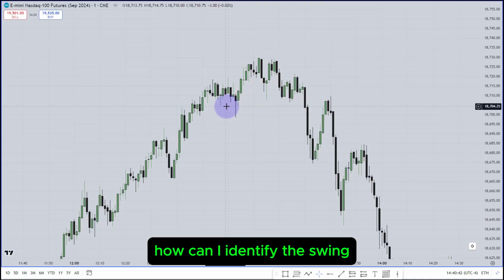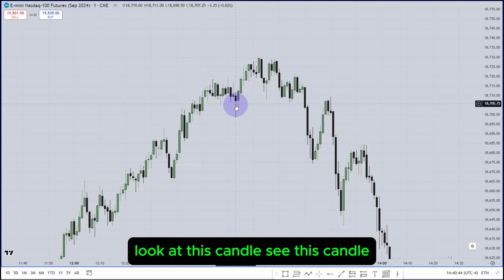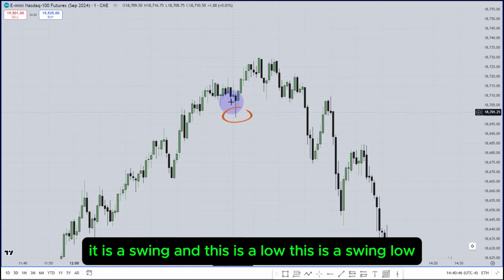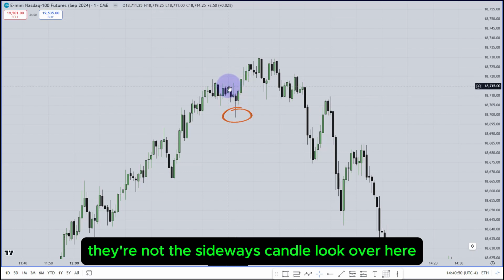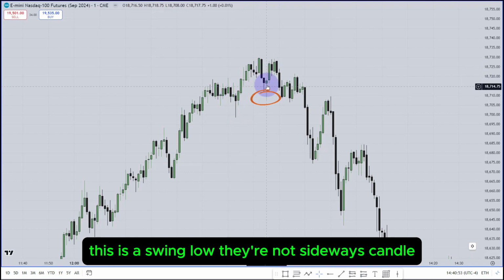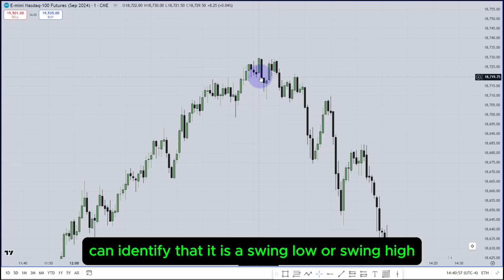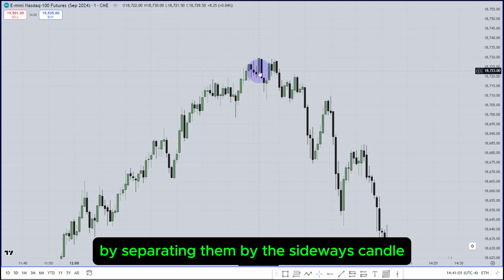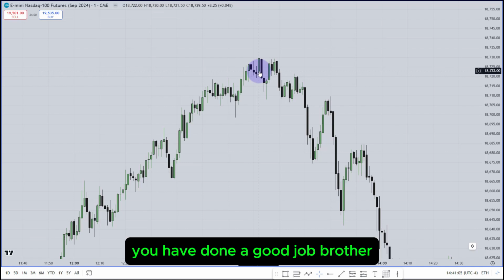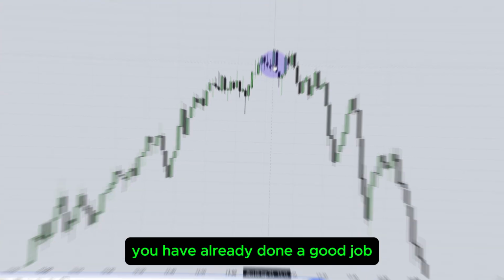How can I identify the swing? Look at this candle. See this candle? It is a swing and this is a swing low. They are not sideways candles. Look over here. This is a swing low. They are not sideways candles. So if you can identify a swing low or swing high by separating them from the sideways candles, you have done a good job, brother. You have already done a good job.